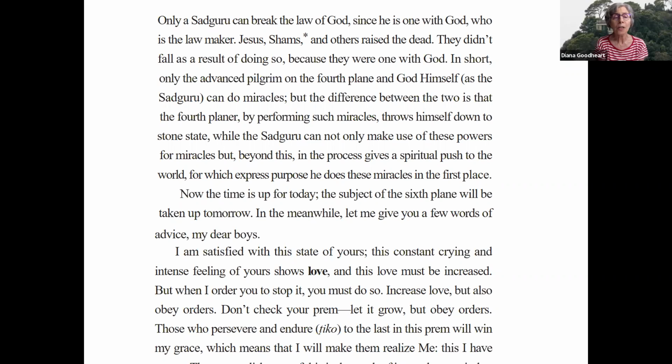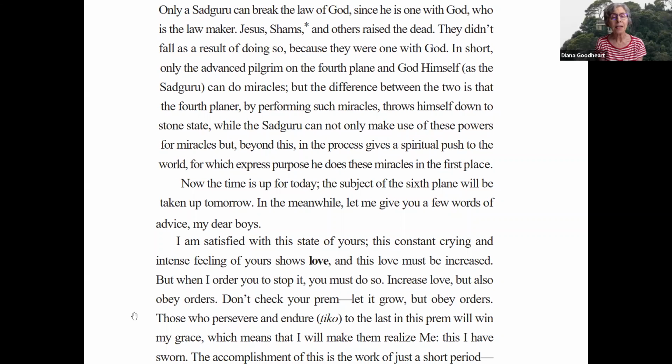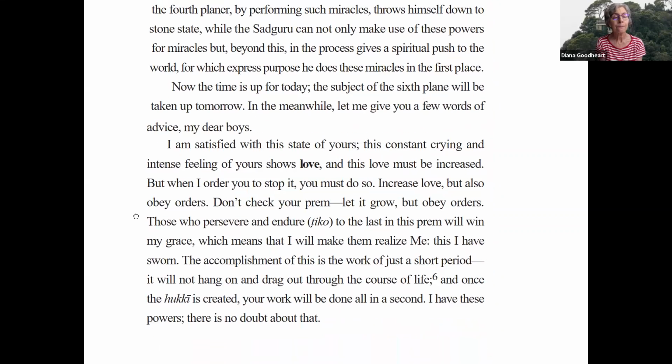In short, only the advanced pilgrim on the fourth plane and God himself, as the Sadguru, can do miracles. But the difference between the two is that the fourth planer, by performing such miracles, throws himself down to stone state, while the Sadguru can not only make use of these powers for miracles, but beyond this, in the process, gives a spiritual push to the world, for which express purpose he does these miracles in the first place. Now the time is up for today. The subject of the sixth plane will be taken up tomorrow.